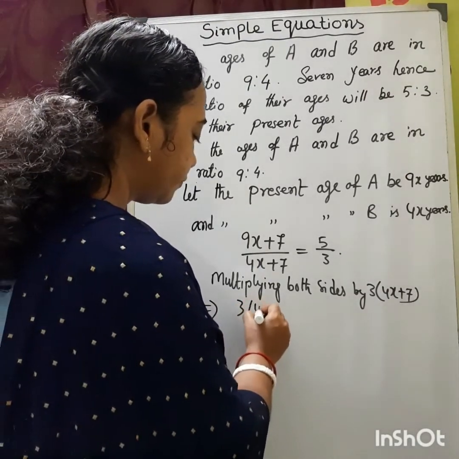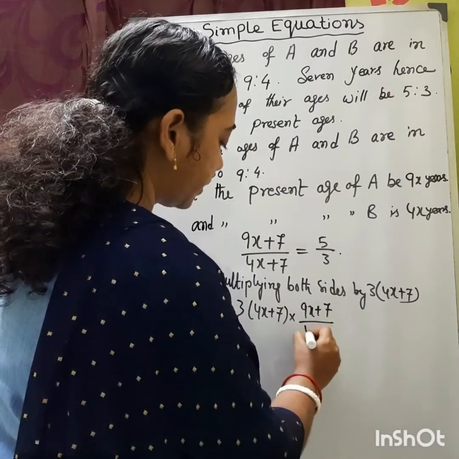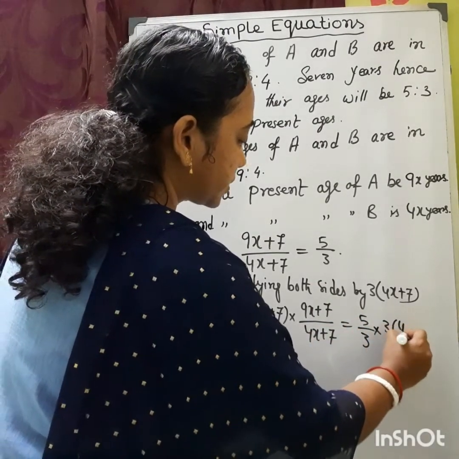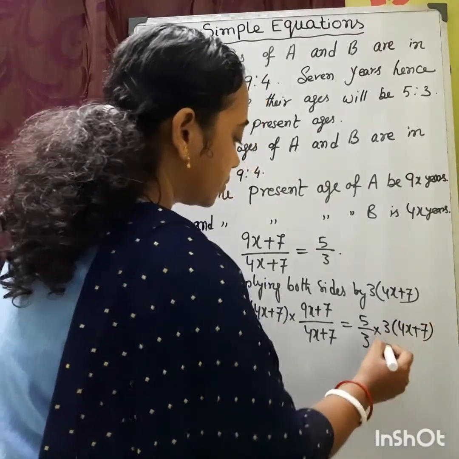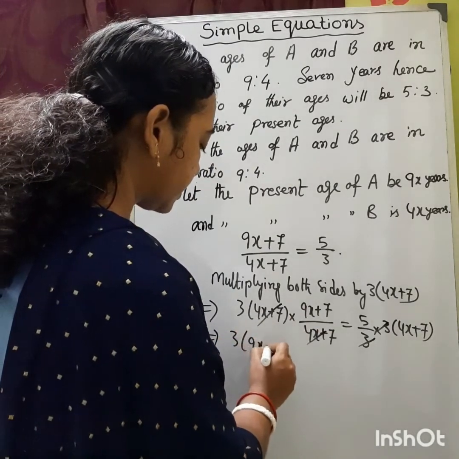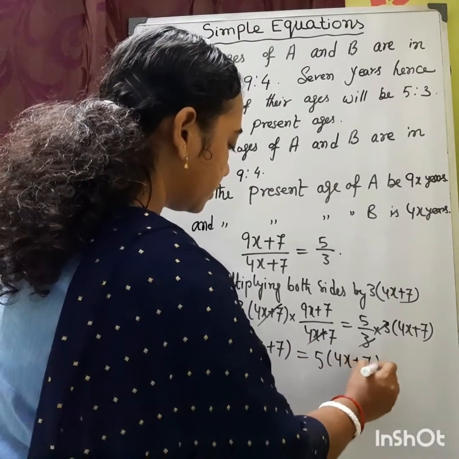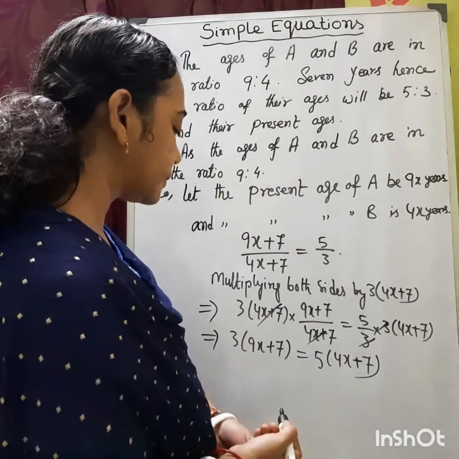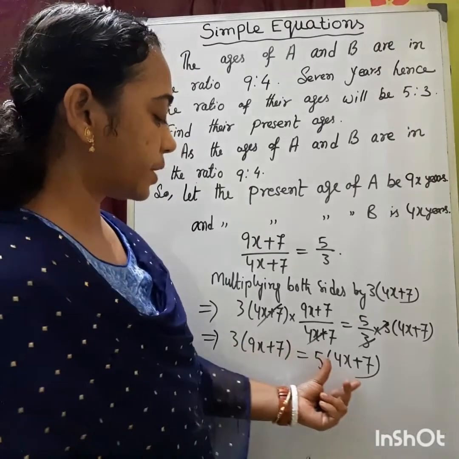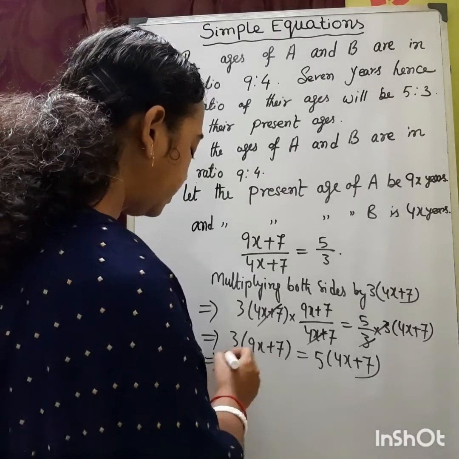So 3 into (4x plus 7) into (9x plus 7) by (4x plus 7) is equal to 5 by 3 multiplied by 3 into (4x plus 7). So this 3 will cancel out and this (4x plus 7) will also cancel out. This implies 3 into (9x plus 7) is equal to 5 into (4x plus 7). So here the denominator terms are not present on both sides. So the expressions become linear. Now these two expressions are in linear form. So now let us open the brackets.